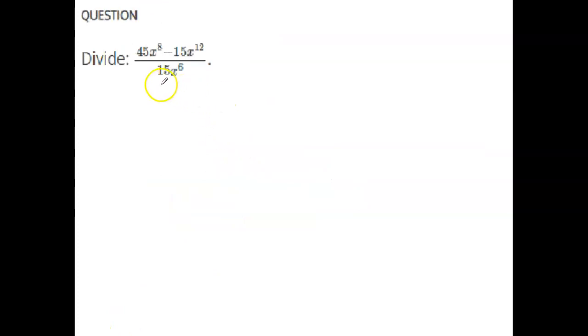All right, last one here where I just have a single term on bottom. 45 divided by 15 will give me 3. And then looking at the variable, subtracting the exponents, x to the 8th and x to the 6th, 8 minus 6 is 2. And then going on to the next term, I have a -15 divided by a +15. That's going to give me -1.